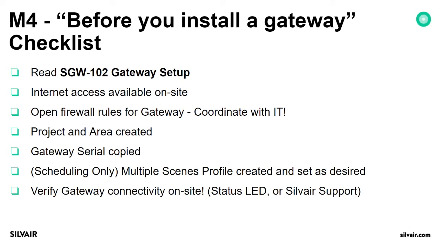Project and area should be created. Gateway serial number should be available while provisioning. While scheduling, multiple scenes profile should be created and set as desired, as I presented before. And also you should always verify gateway connectivity on site.